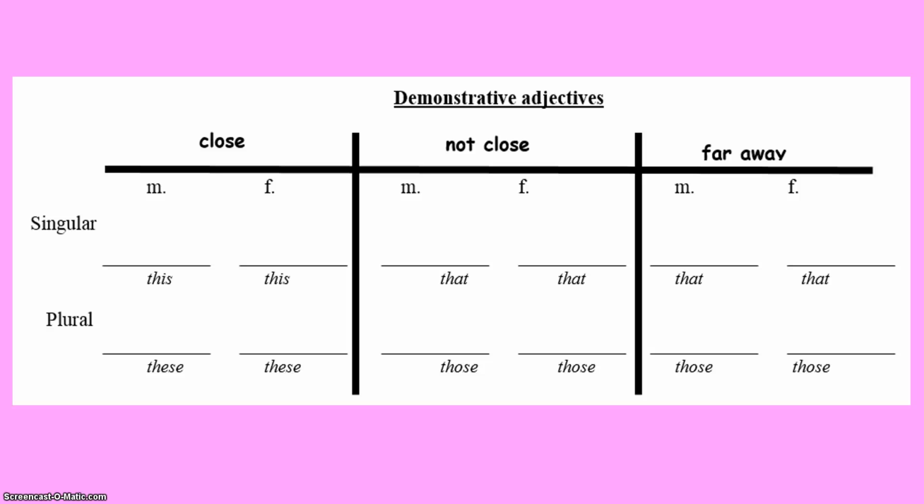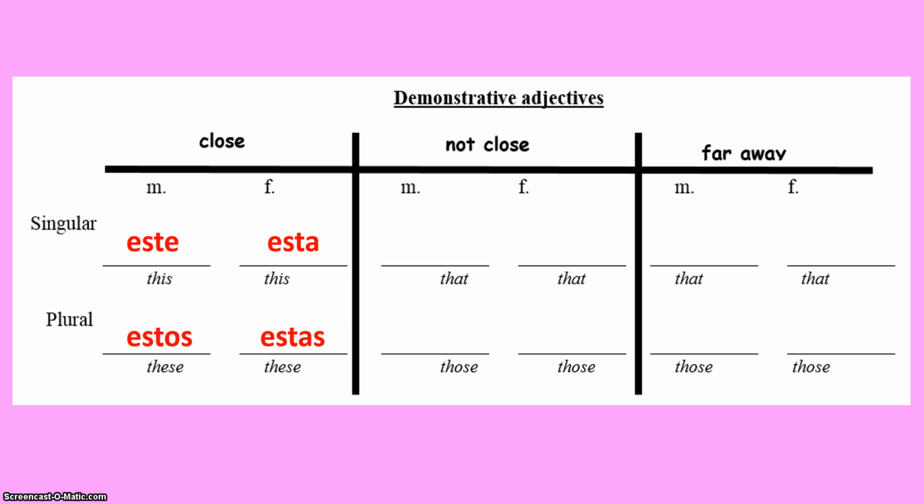Okay, so let's finally go over our demonstrative adjectives. Let's start off with the demonstrative adjectives that we are going to use when something is close to us. This is like saying this or these in English. Our demonstrative adjectives for items that are close to us are going to be este, esta, estos, and estas.